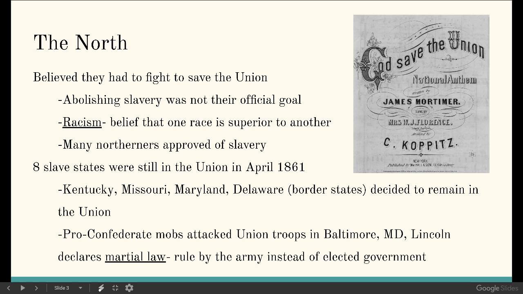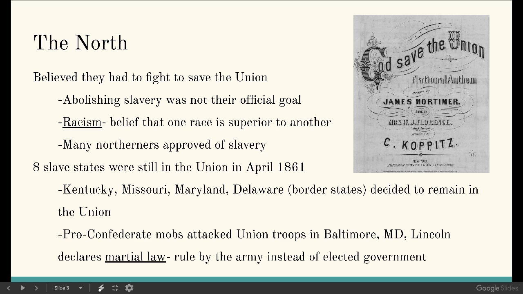We also have 8 states that were still in the Union in April 1861. And that's going to be Kentucky, Missouri, Maryland, Delaware, and 4 other states that Lincoln was worried about leaving the Union. But those 4 that I just mentioned are border states, and they're going to eventually decide to remain in the Union. So the Union is not just free states during the Civil War, it's also these slave states, these border states that are going to be part of the Union.